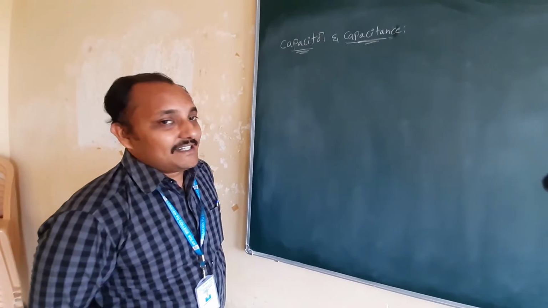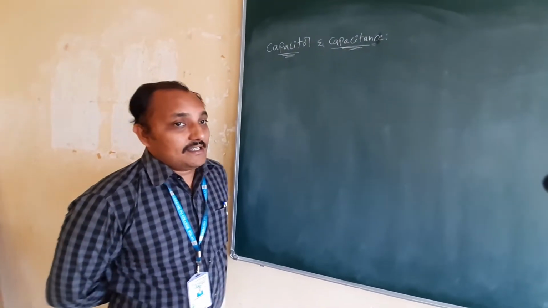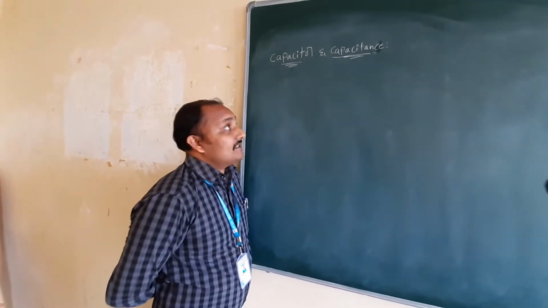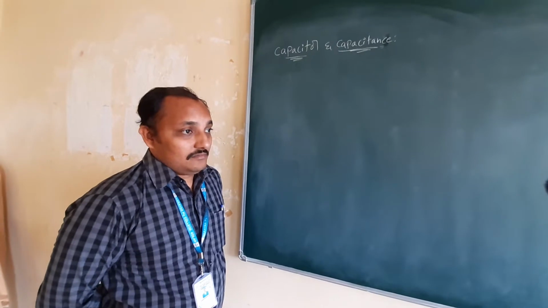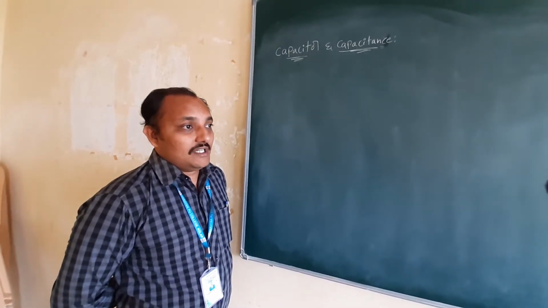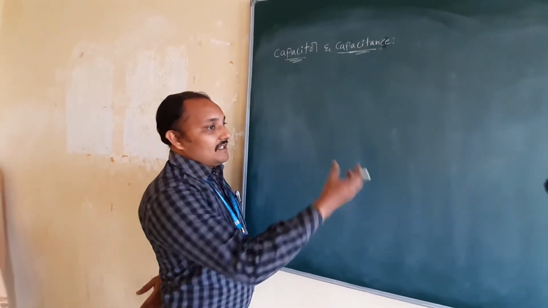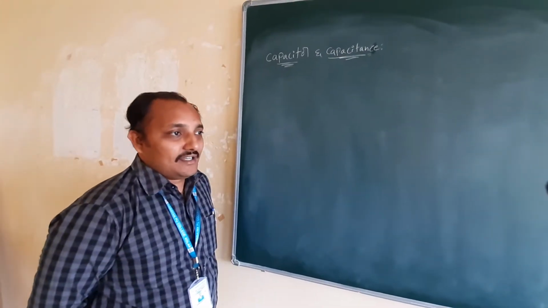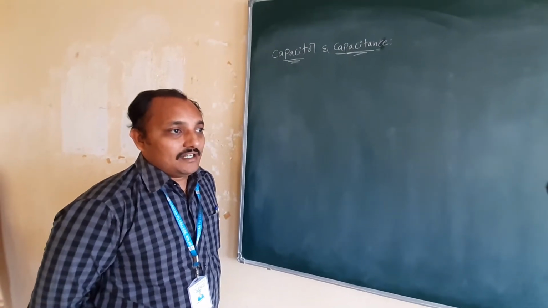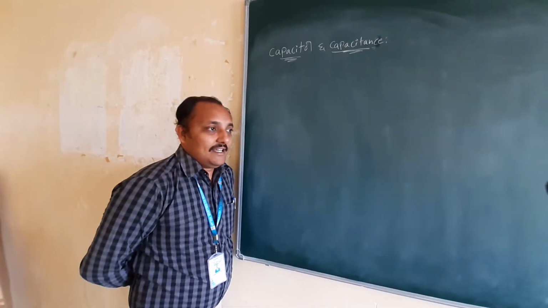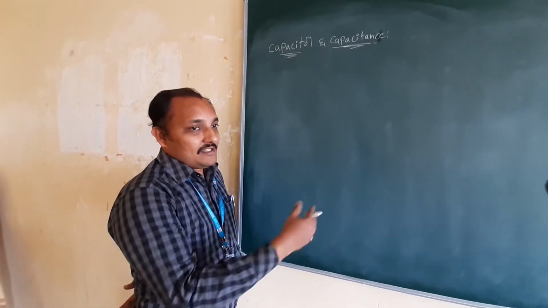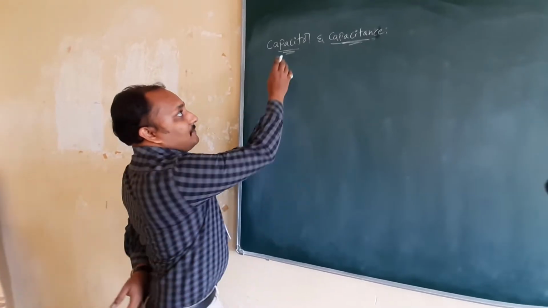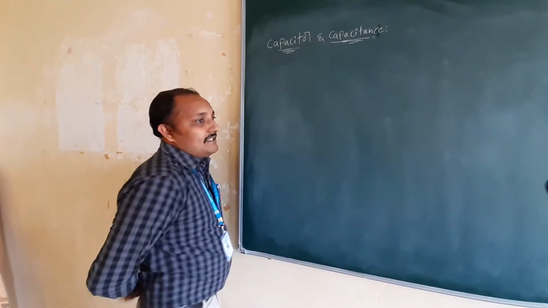Here, capacitor is a device. Capacitance is the property. Let us assume we have taken a lunch box. The lunch box is the device. How much lunch we can take is nothing but the capacity of the lunch box. If you take a refrigerator or fridge, that is a device. What is the capacity? 180 liters, 240 liters. That is nothing but capacity. So capacitor is a device, capacitance is the property.